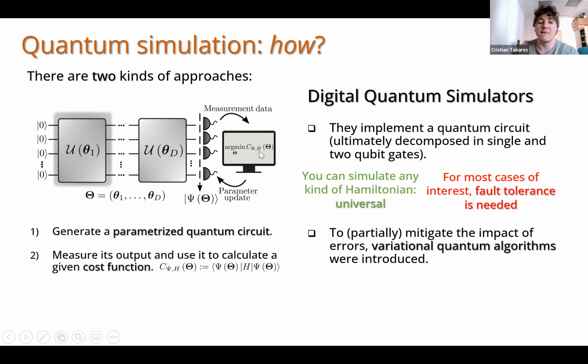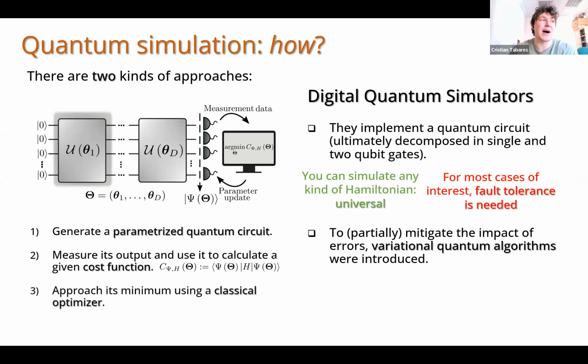For example, the cost function can be the energy of a certain Hamiltonian. We calculate the expected value of this parameterized state. We get the value of the energy as a function of the different parameters. I'm sure that most of you know what happens next. We have a cost function that is already stored in a classical computer. We can approach its minimum using a classical optimizer.